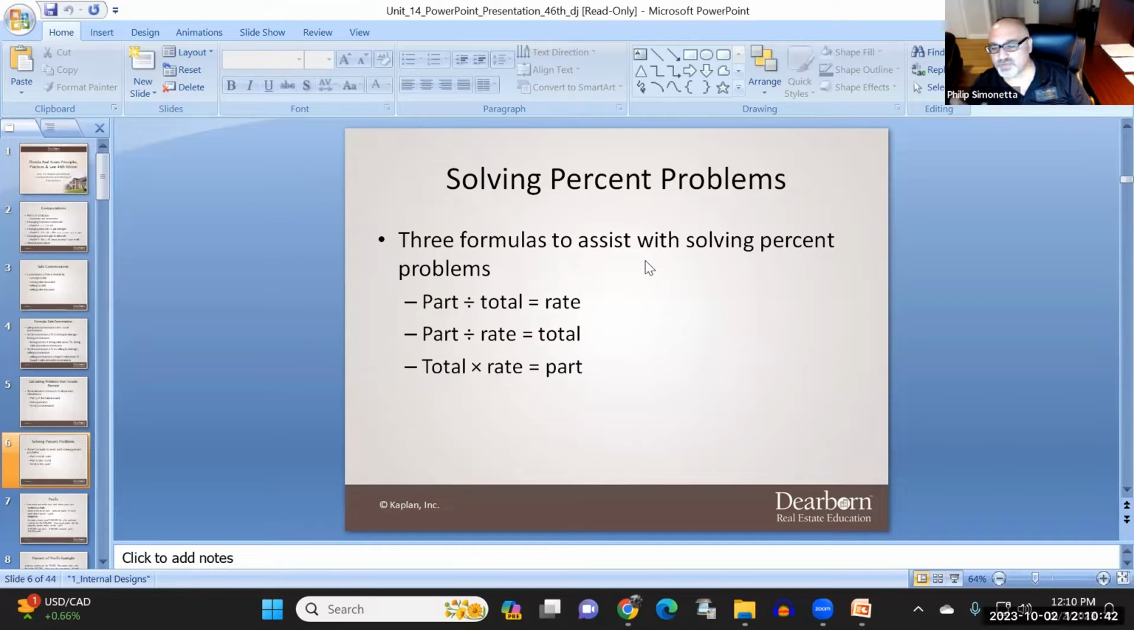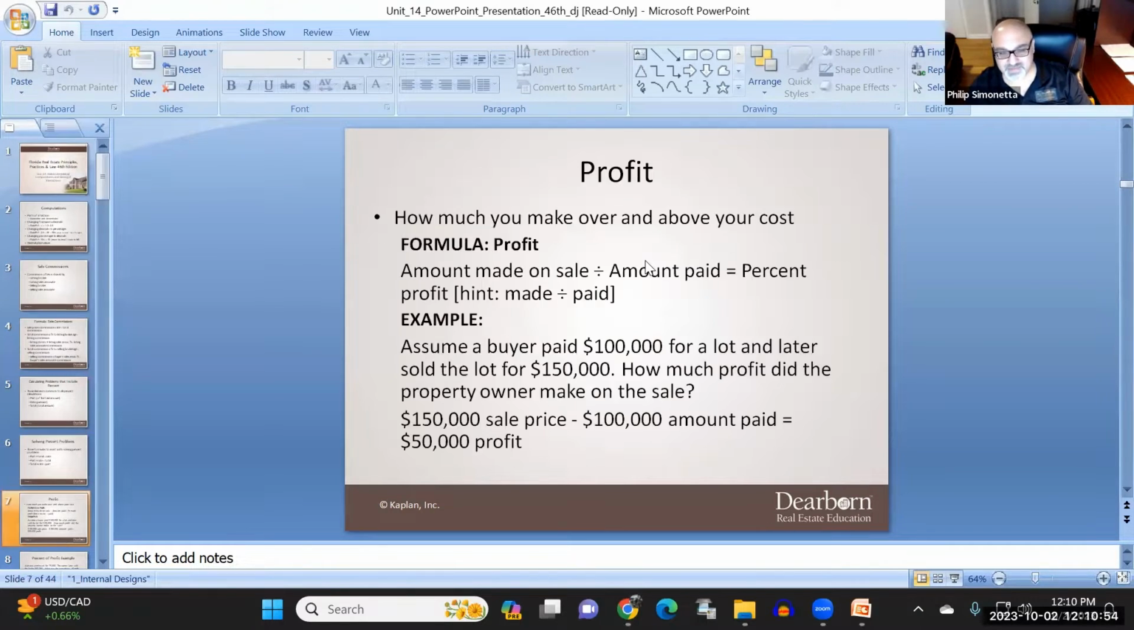Depending on what you're trying to find, if you're trying to find a rate, you take the part divided by the total. If you're trying to find the total, it's the part divided by the rate. If you're trying to find the part, it's the total times the rate. It's just the reverse of the mathematics. So let's look at an example. The formula for profit: profit is how much you make over and above your cost.